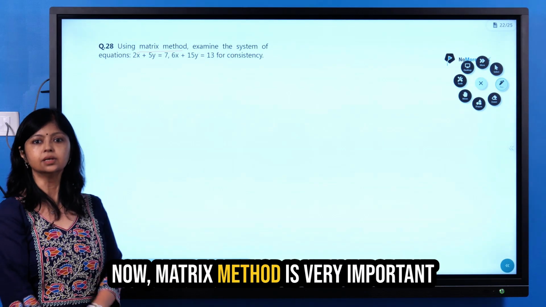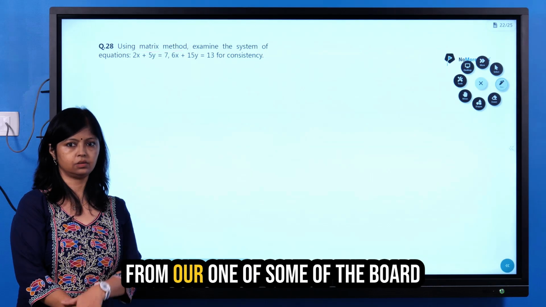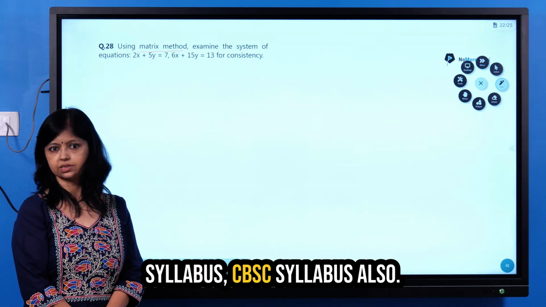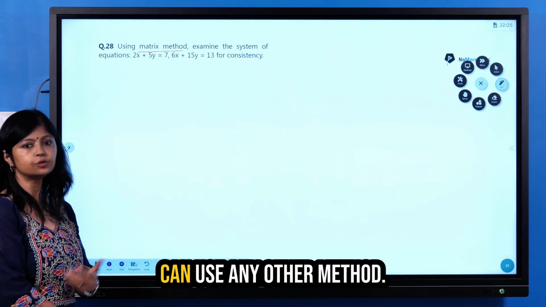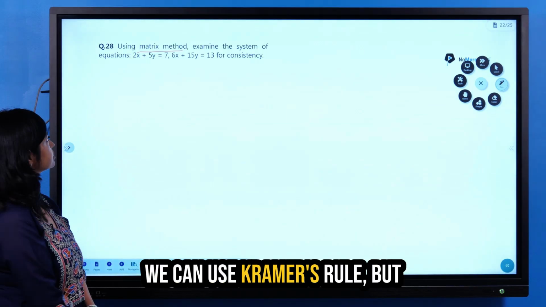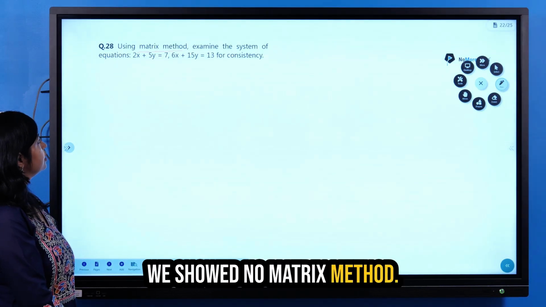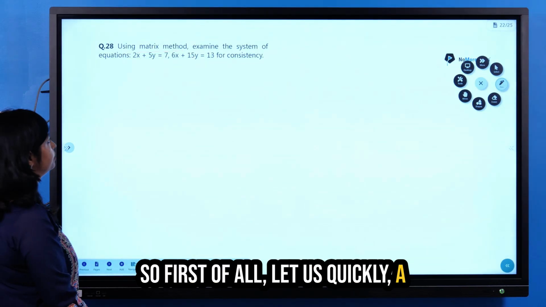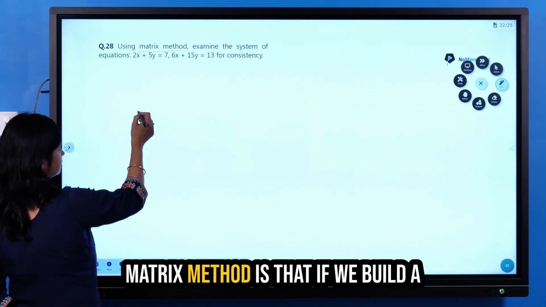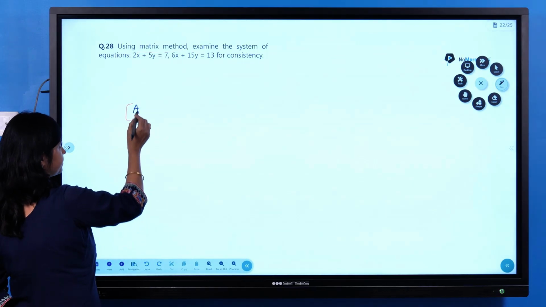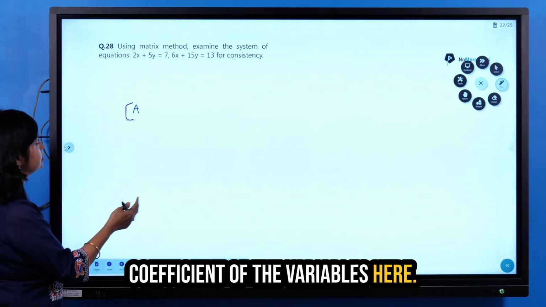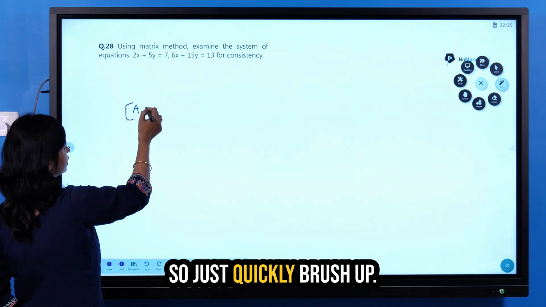Now the matrix method is very important for some of the board syllabus, CBSE syllabus also. So if it is not specified, we can use any other method. We can use Cramer's rule, but we should know the matrix method. So first of all, let us quickly brief what the matrix method is. Matrix method is that we build a coefficient matrix of the variables here, so we have two variables, so just quickly brush up.